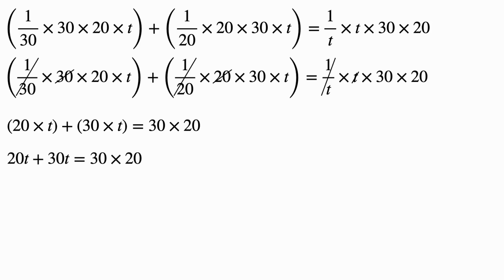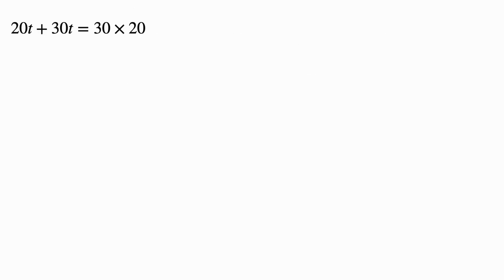Let us simplify the equation. 20 times t can be written as 20t, similar for 30 times t, which is 30t. We get rid of those parentheses as well. Let us multiply 30 times 20 on the right side of the equation, and we will get 600. Next, on the left side of the equation, we will add 20t plus 30t to get 50t.